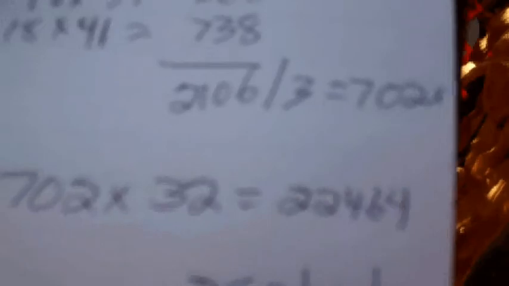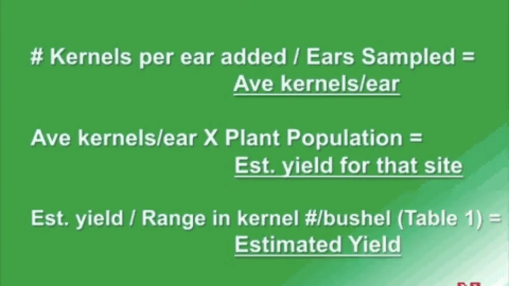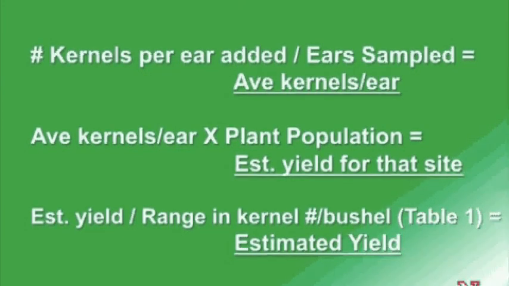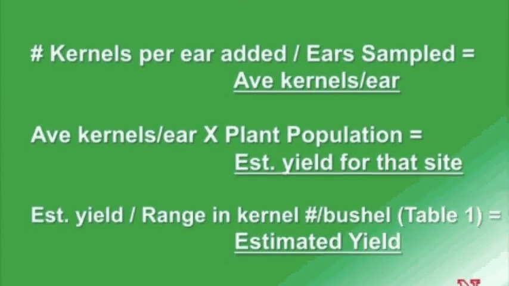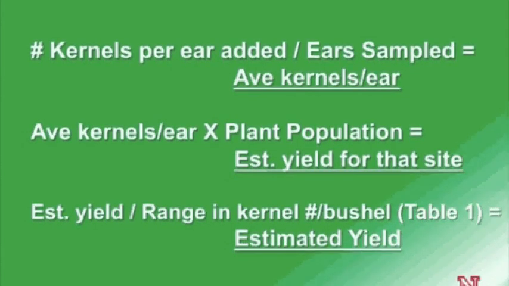So then, Brandy, what do we do with that number? Then we're going to multiply that times the planting population that we found. So from counting that 17 foot 5 inches, we would take 702 times our planting population of 32 for this example, which gives us another number of kernels. So that gives us our total number of kernels within that 17 feet 5 inches, or basically that 1/1000th of an acre. But we want to determine yield from that.